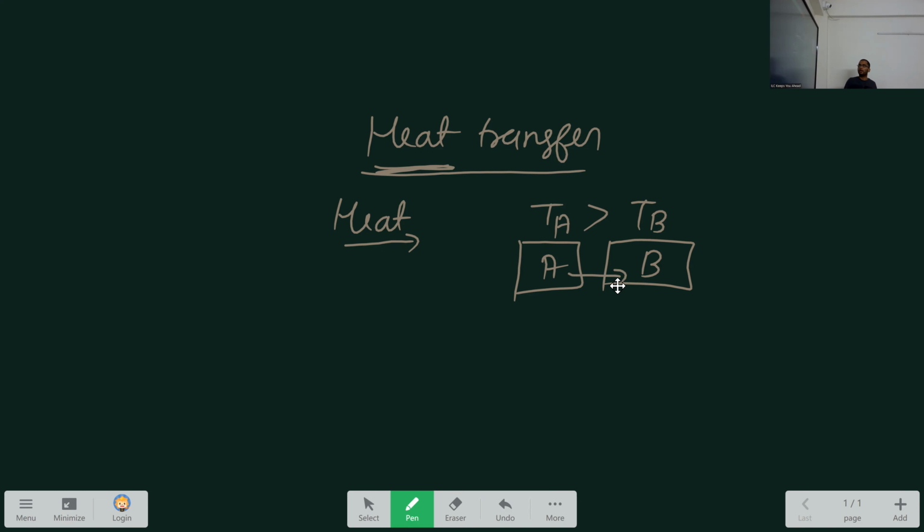Why from A to B? Because a high value of temperature indicates that A has a high value of energy. So heat will transfer from A to B, right?